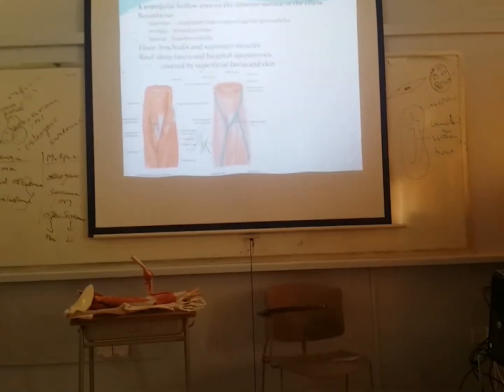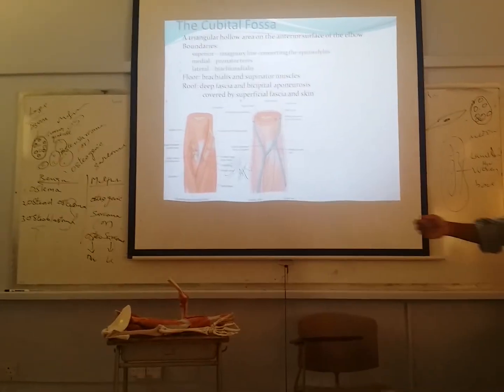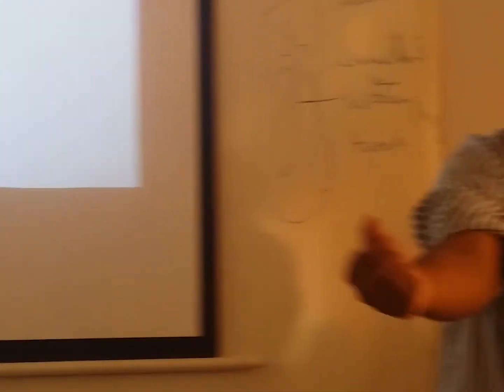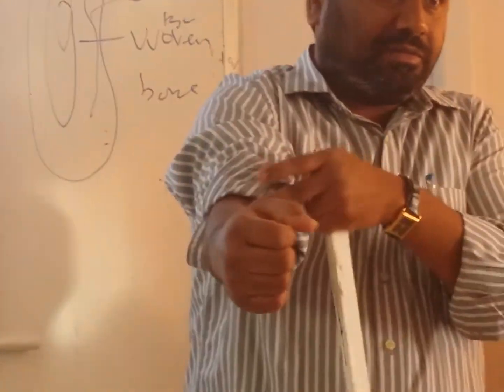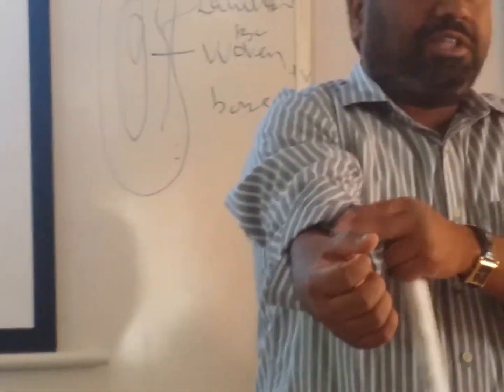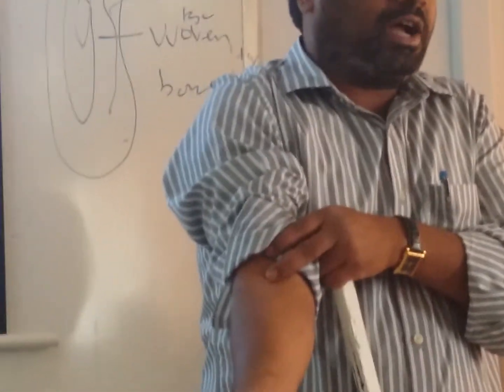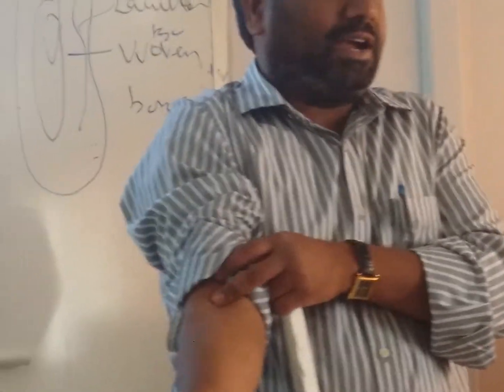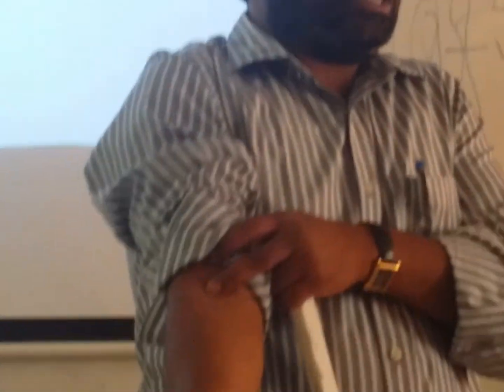So now coming to one more, what is that? Cubital fossa. If you look at the front of the elbow, there is a depression. There is a fossa, right? Observe your forearm, your elbow, anterior side. There is a depression. That is called the cubital fossa. It's a triangular fossa.